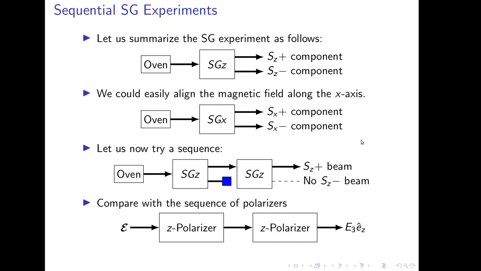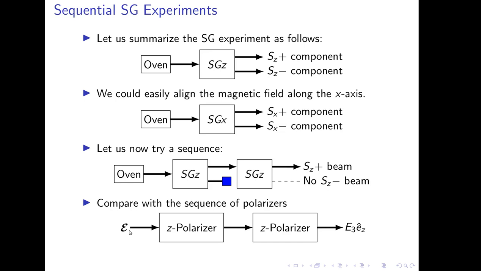Okay, so now let's try a sequence. The sequence is as follows. We want to make an analogy with a polarizer. So we have an oven, and SGZ, like this, would have given Sz plus and Sz minus components. What we do now is we block one. This blue thing here says that I've blocked it. Now it behaves like a polarizer, blocking one of the beams, and only one is coming through. And we send it through a second SGZ polarizer. And what do we observe? What we observe is that there's just an Sz plus beam and no beam here.